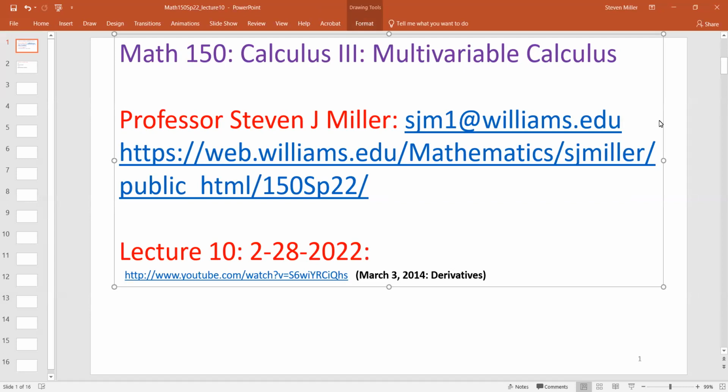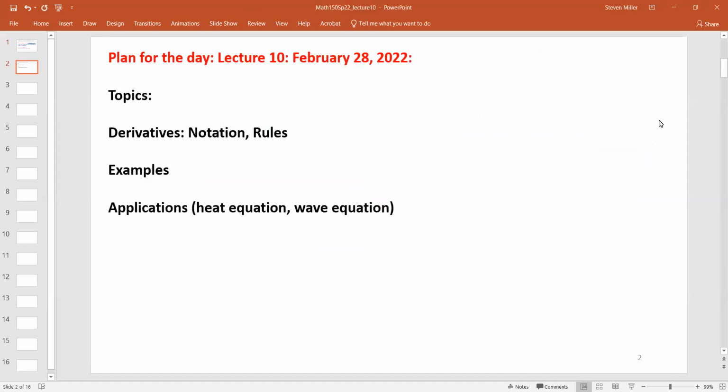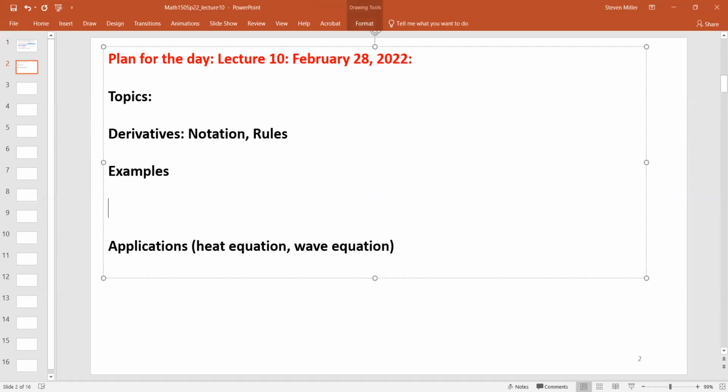This is lecture 10. And so what we're going to be doing today is doing a little bit of derivatives, notation, and rules. We'll talk about some examples, maybe some applications if time permits. And then there was a request to do tangent planes. Probably do that maybe later in the semester.